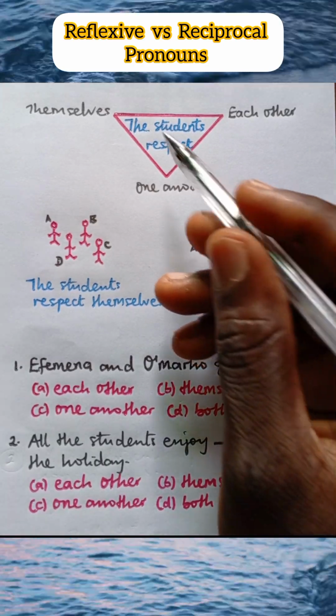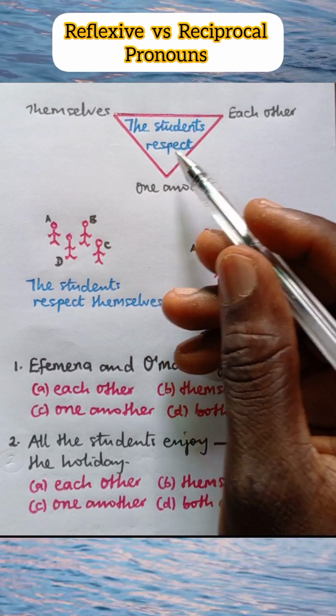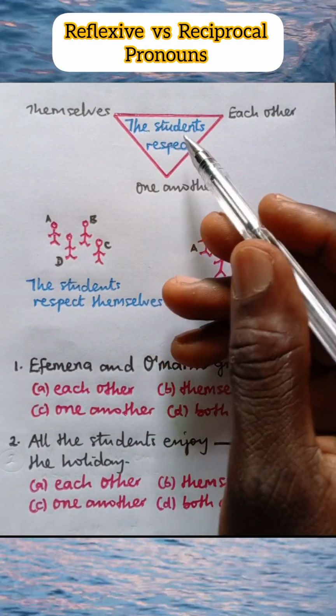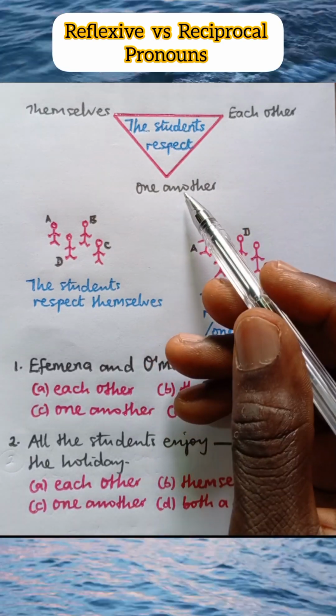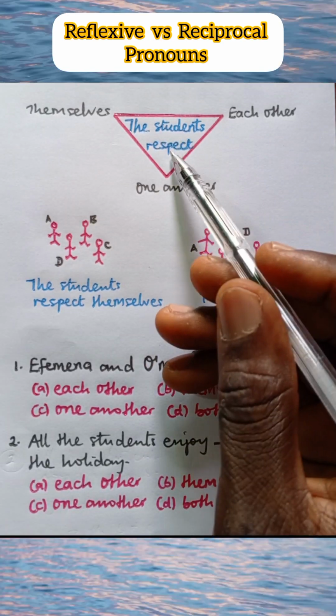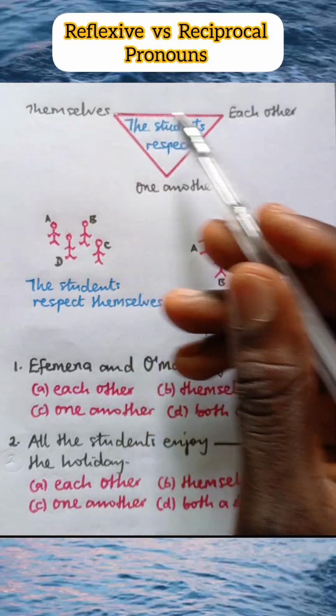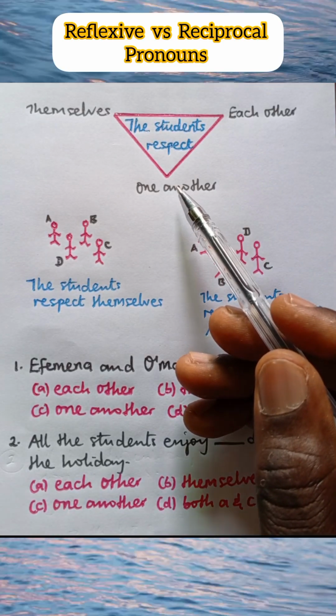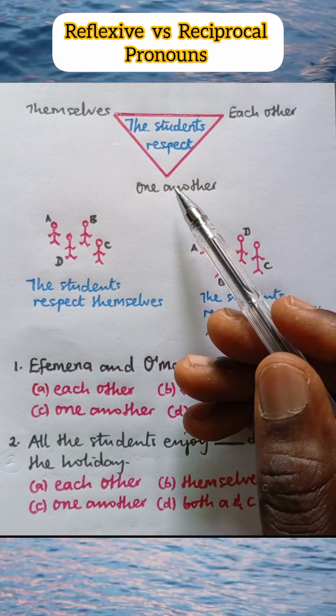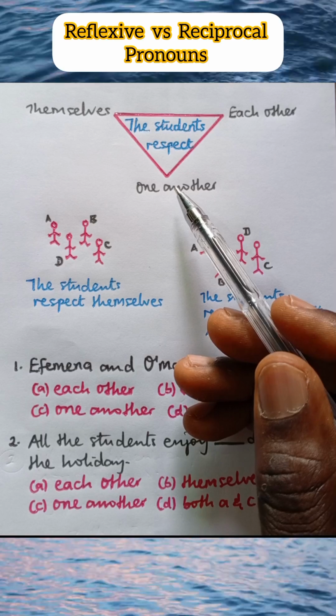Look at this. The students respect each other. The students respect one another. The students respect themselves. These three, do they mean the same thing, or is there any difference between them? In this video, we want to learn something.